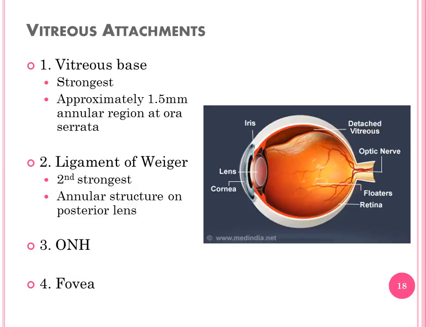Okay, here are the vitreous attachments. These are very important to understand. Why? Because patients can have detachment. What you guys have probably heard about for the most part is retinal detachment. Vitreous detachments can cause retinal detachments. Why? Because they're closely adhered. The vitreous is right up against the retina.